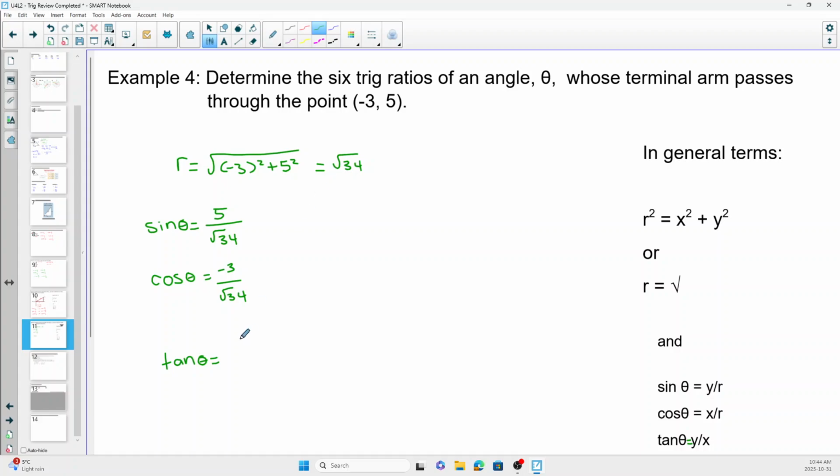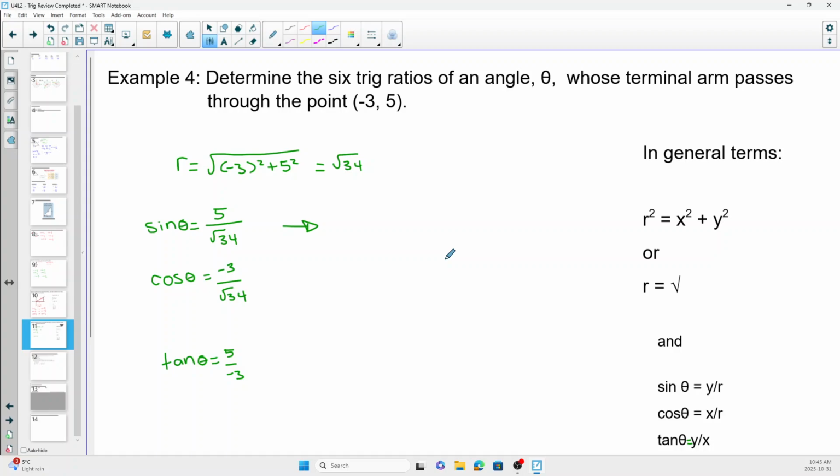So we have y over x, which is 5 over -3. And then we could use that to figure out our reciprocal trig functions. Now, I suppose we could still work on finding the angles, but no, we'll come back to finding the angles after, when we review our CAST rules.